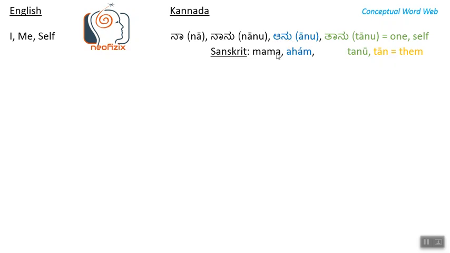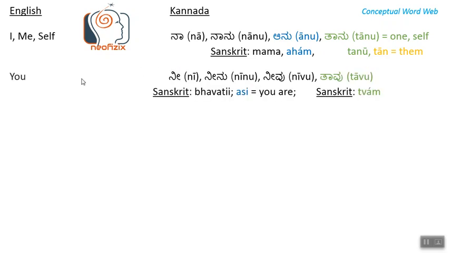Then in Kannada, you means ni, ninu, nivu, tau. In Sanskrit, it has words like bhavati, asi. Asi means you are. So this asi is included because it has the same a sound as aham. So they may be related. And the Kannada word tau is pretty closely related to the Sanskrit word tvam, which both mean you or thou.